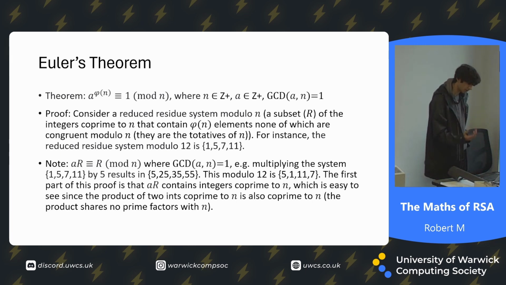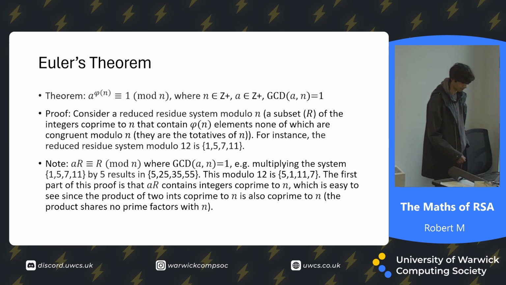An example here is that the reduced residue system modulo 12 is 1, 5, 7, and 11. The first part of this kind of proof is that you'd want to show that A times R is congruent to R modulo n, again where A is co-prime to n. For instance, multiplying the system 1, 5, 7, 11 by 5 and taking it modulo 12 gives 5, 1, 11, 7, which is just the exact same system, so they're congruent modulo 12 in this case.